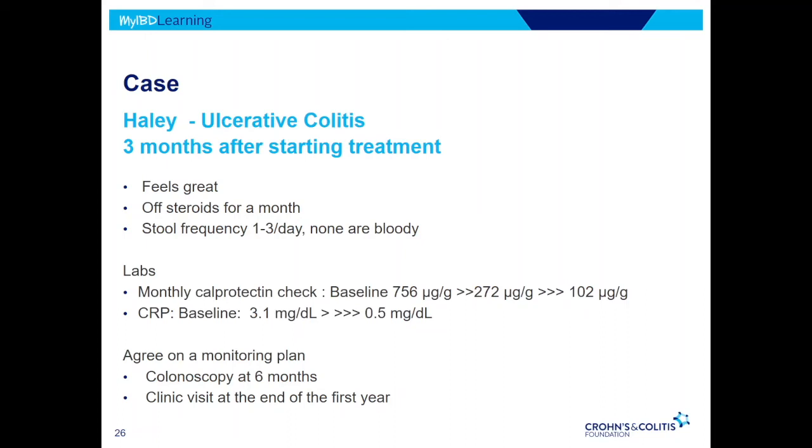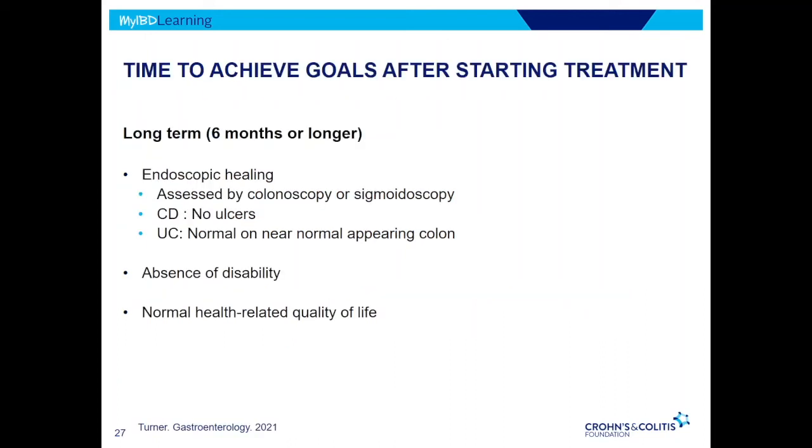So the long-term goals for treatment are endoscopic healing, which is assessed by either colonoscopy or sigmoidoscopy depending on the extent of disease. And in Crohn's disease, it is defined as absence of ulceration. And in ulcerative colitis, the colon lining should appear either normal or near normal. And other long-term goals include absence of disability and normalization of health-related quality of life.